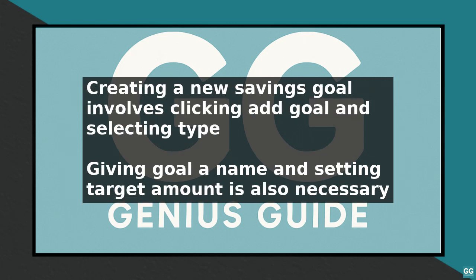Next, set a deadline for your goal. This will help you determine how much you need to save each month to reach your target. EveryDollar will calculate this amount for you based on your deadline and target amount.